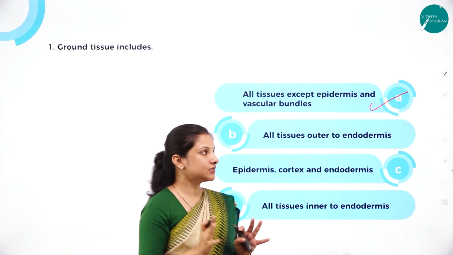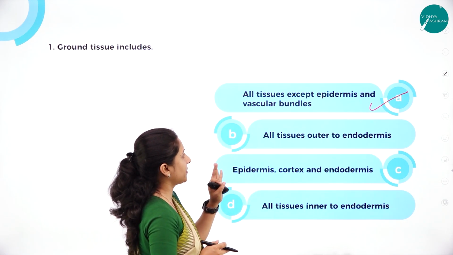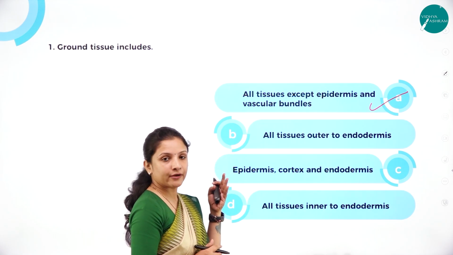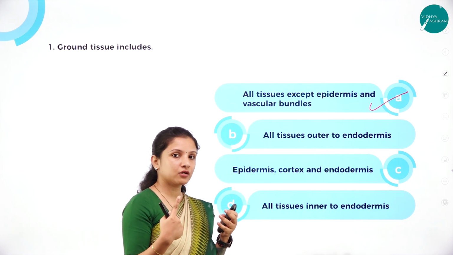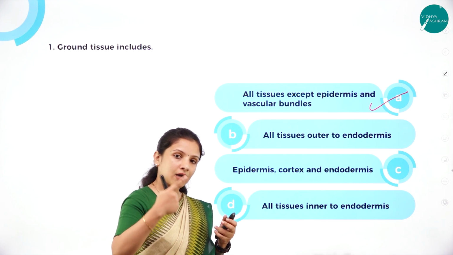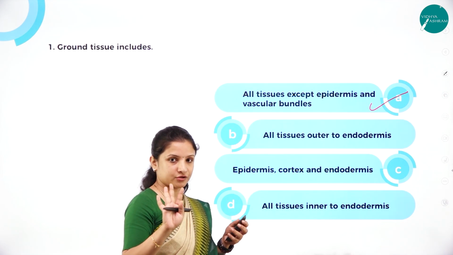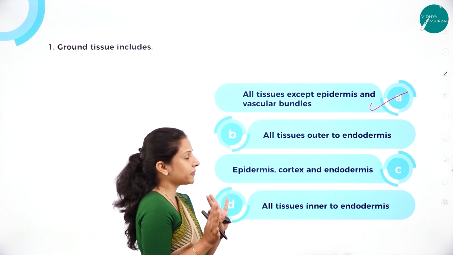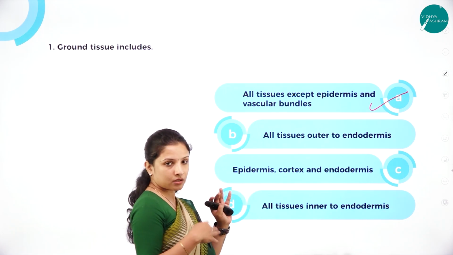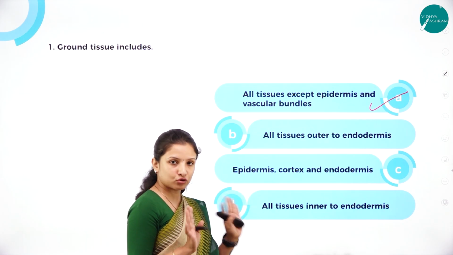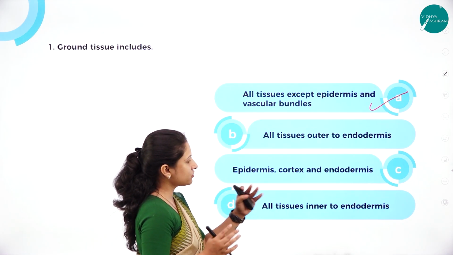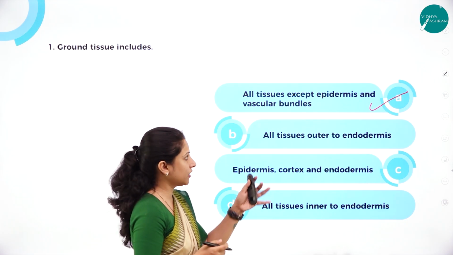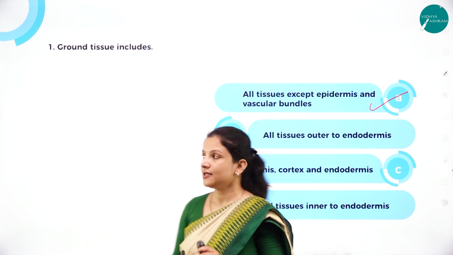Ground tissue consists of all tissues except epidermis and vascular bundle. It is not all tissues outer to endodermis. If it is all tissue outer to endodermis, it will include the ground tissue and the epidermis also. So that answer is wrong. Epidermis, cortex and endodermis, no, they are just made up of cortex. Under the ground tissue, the epidermis and endodermis do not come. All tissues inner to endodermis means it will be the vascular tissue. It is not the ground tissue. So option A is the right answer here.